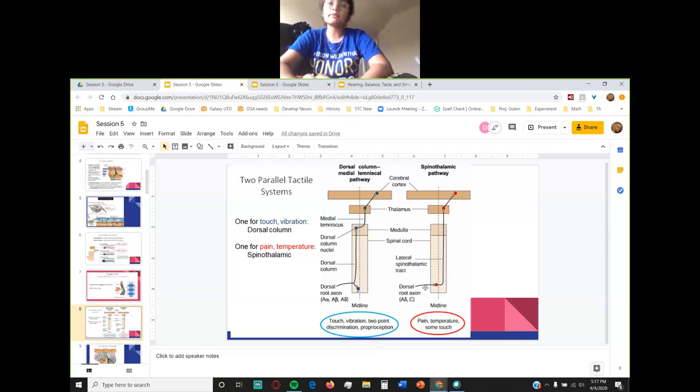And with the spinothalamic pathway, the neurons are going to enter the spinal cord, and then immediately at the spinal cord level are going to cross over and become contralateral within the spinal cord, and then move up on that side through the medulla, through the thalamus, and up to the cerebral cortex. So just remember that the DCML crosses over in the medulla, and the spinothalamic pathway crosses over at the spinal cord level.